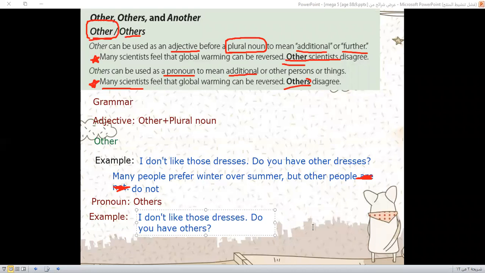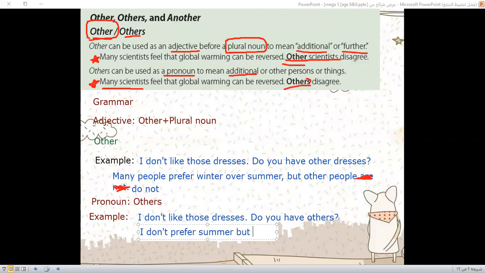Okay. Very good. Thank you so much. The same example, Manar's example, we're going to say it again using others. Come on, Lilas. Can I say I don't prefer summer, but others do? Yes, of course you can say I don't prefer summer, but others do. When I say others, I mean people, other people.